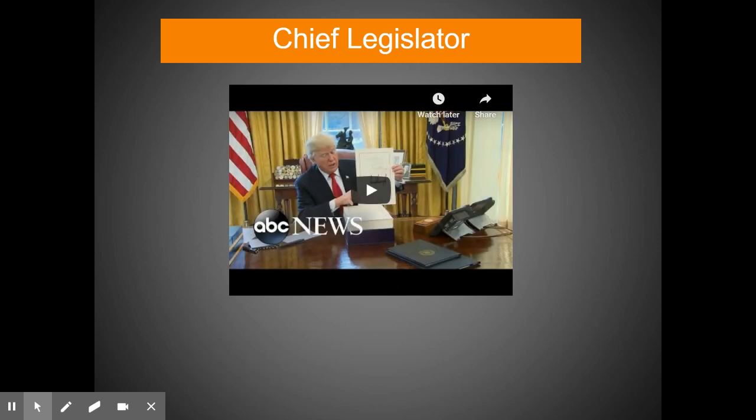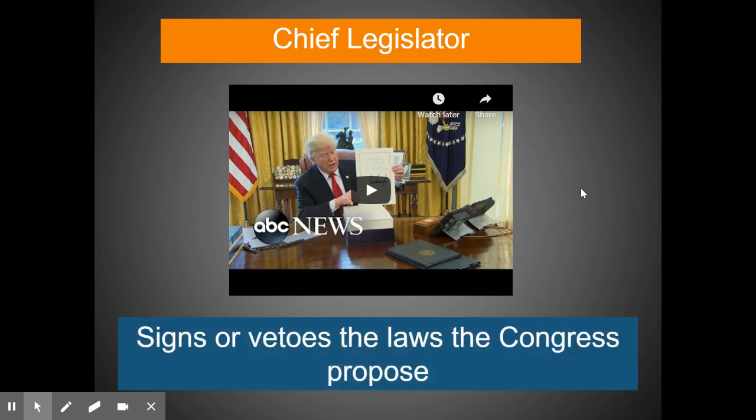So obviously this video clip focuses on President Trump signing a bill involving taxes into law. This speaks to one of the major constitutional roles the president has, which is to serve as chief legislator. So the president's primary job, as we've mentioned before, is to sign or veto the laws that Congress proposes.